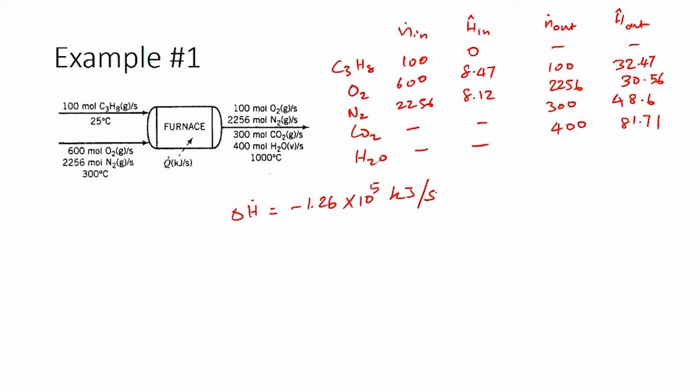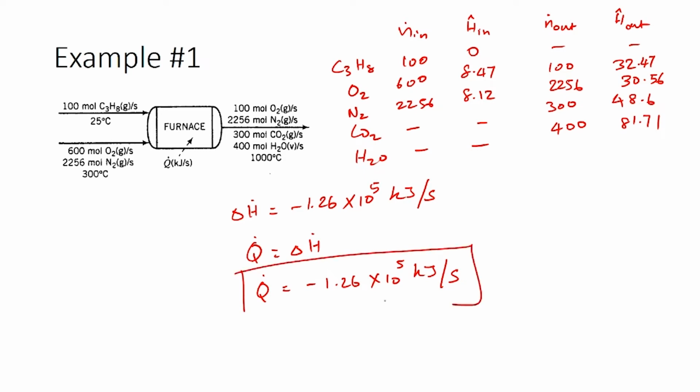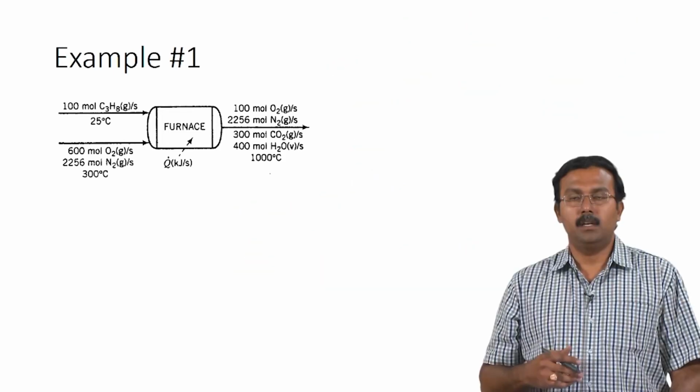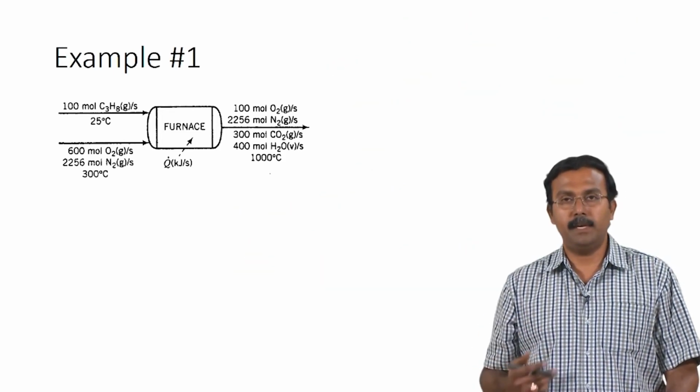So, substituting this back into the general energy balance equation we had, Q dot equals delta H dot, which means Q dot is equal to minus 1.26 times 10 power 5 kilojoules per second. So, this is the value we have for Q. This way we have actually applied the heat of reaction directly and we have been able to solve the problem. Now, let us look at the heat of formation method.